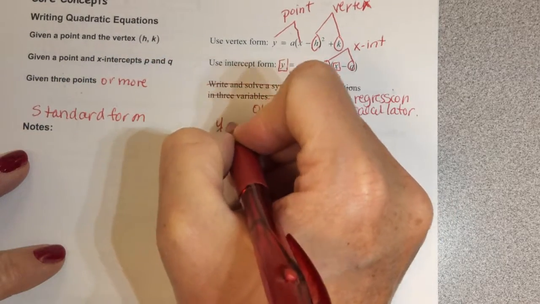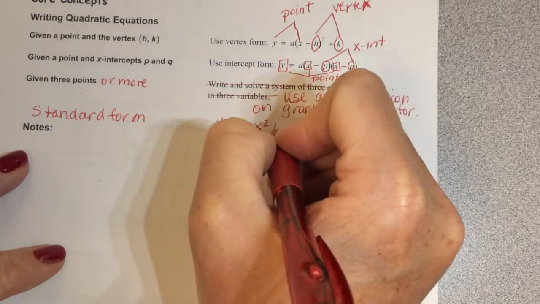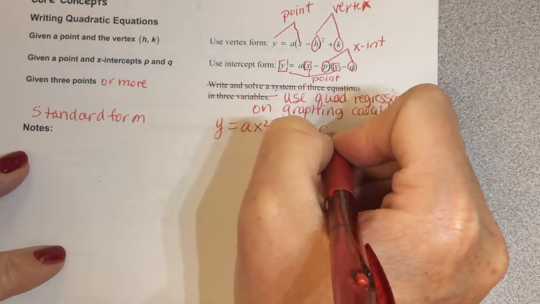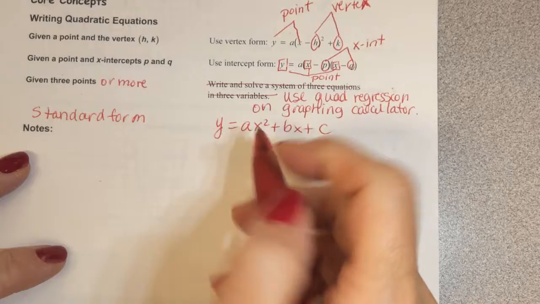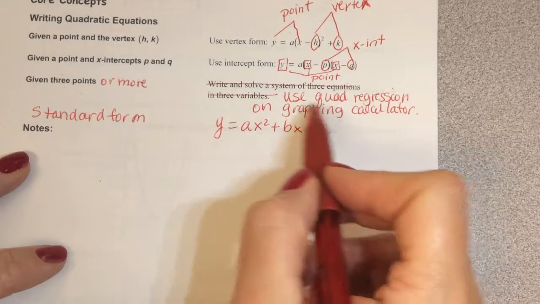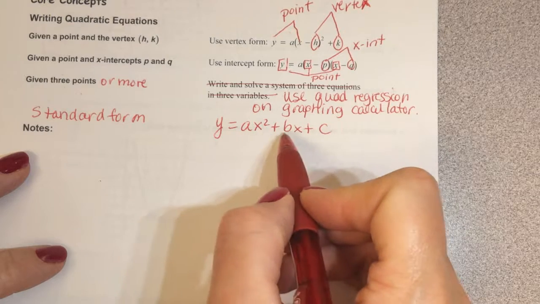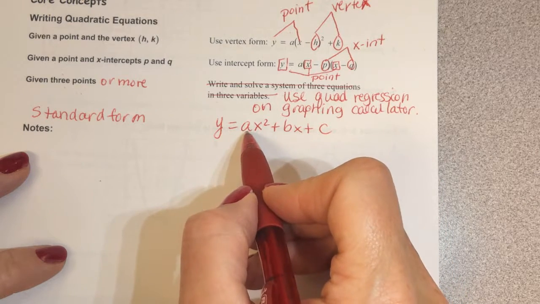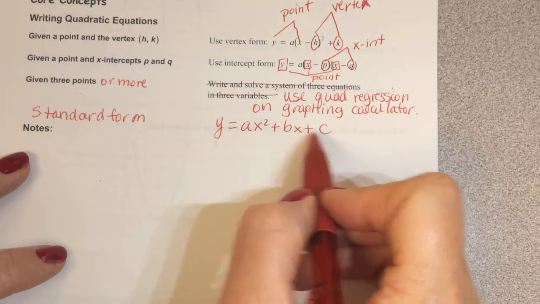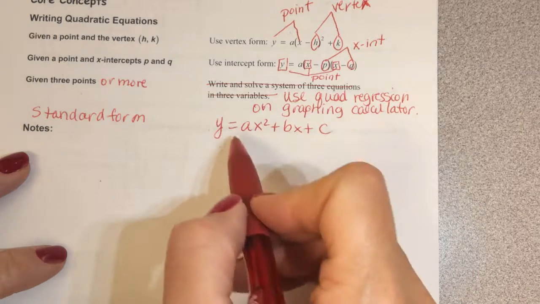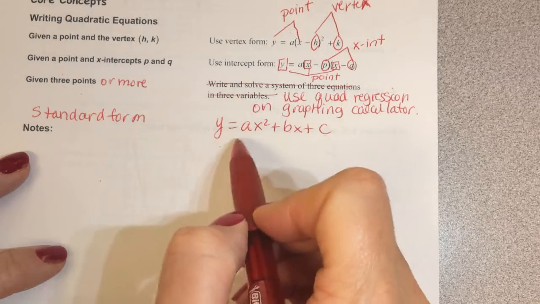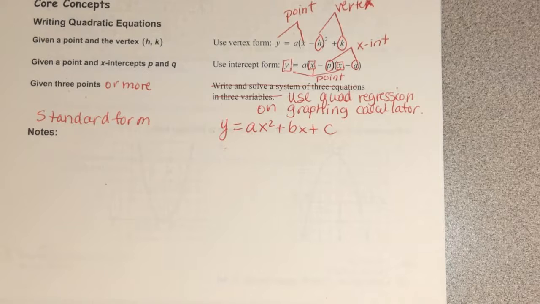Standard form is this: y equals ax squared plus bx plus c. And that form right there, you would have to know an awful lot to be able to solve for a. You'd have to know x, b, c, and y. So that's not going to be used very often to solve for a. All right.